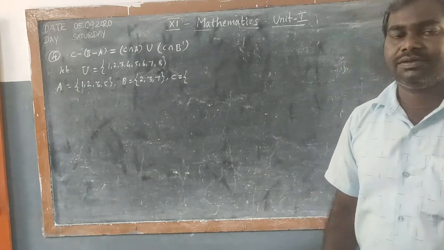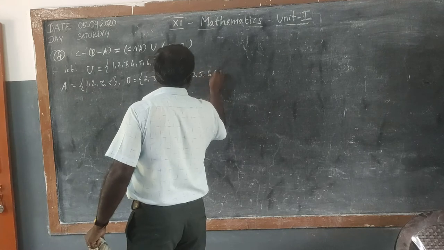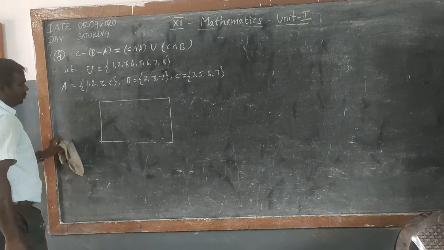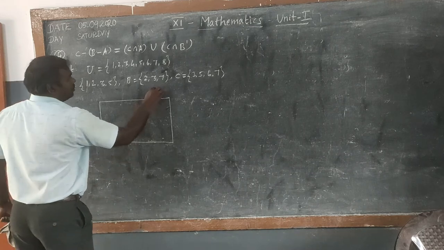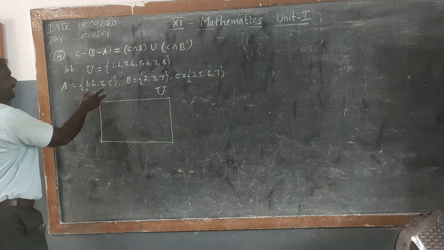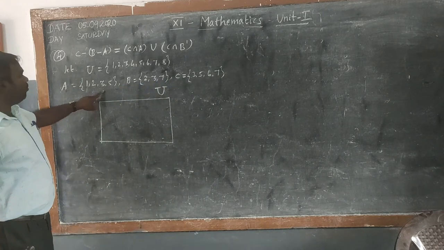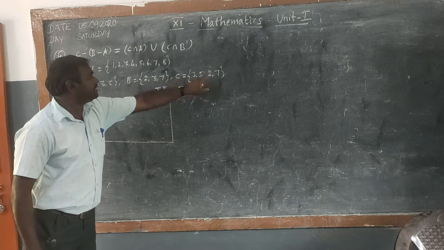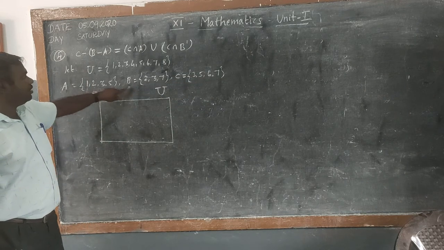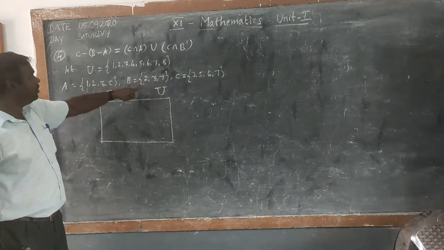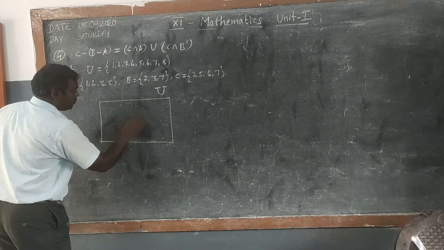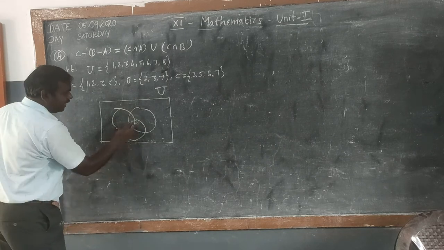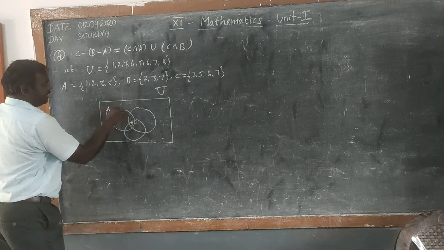Equal to 5, 6. A, B, C. How many are common in all three? 3, 6, 7. 1, 2, 3, 5. 2, 3, 7. 3, 5, 6, 7. 3 is common, okay? So the result is A, B, C.